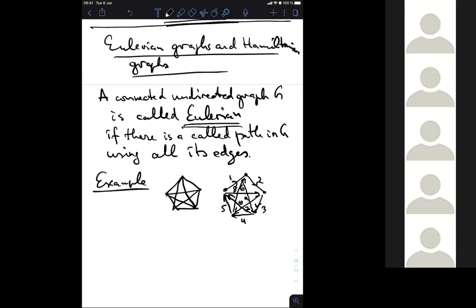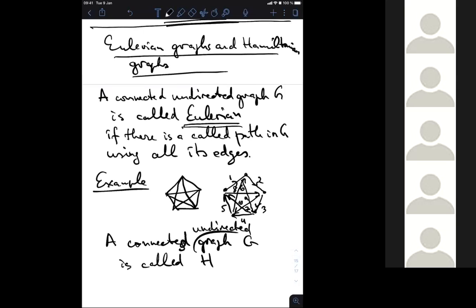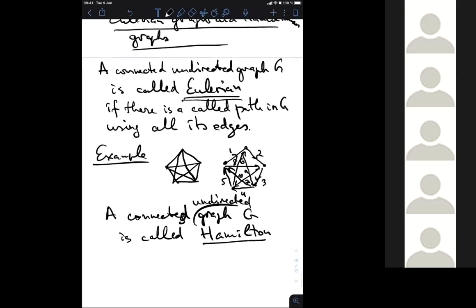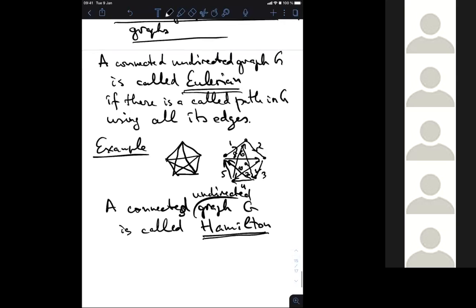Now, a similar notion where you're only allowed to visit each vertex once is called a Hamiltonian graph. Again, a connected undirected graph G is called Hamiltonian. Lord Hamilton was a Scotch nobleman in the middle of the 19th century who made important contributions to linear algebra, abstract algebra, graph theory, and so on.